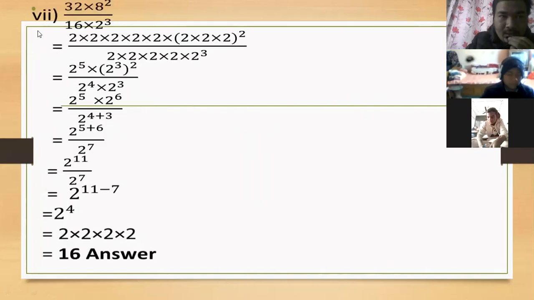Look, in this question number 7, look here. It is 32. 32 means we know how many 2s we have to factor: 2 into 2 into 2 into 2 into 2, 5 times. And 8 means 2 into 2 into 2, and it also has a square. Then when you open this, 2 multiplied 5 times means 2 to the power 5.